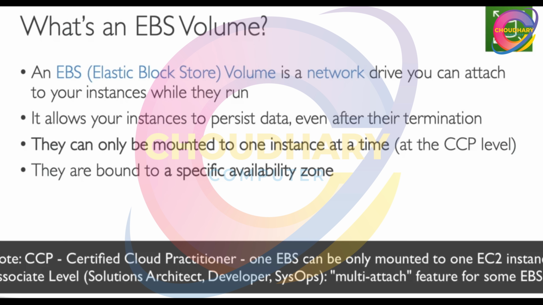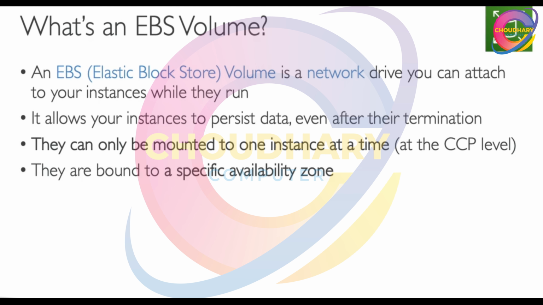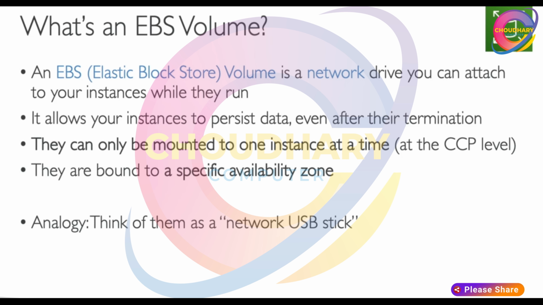That means that you cannot have an EBS volume created in, for example, US East 1A attached to an instance in US East 1B. We'll see this in the diagram in a second. So how do you think of EBS volumes? Well, you can think of them as network USB sticks. It's a USB stick that you can take from a computer and put in another computer, but you actually don't physically put it in a computer. It's attached through the network.